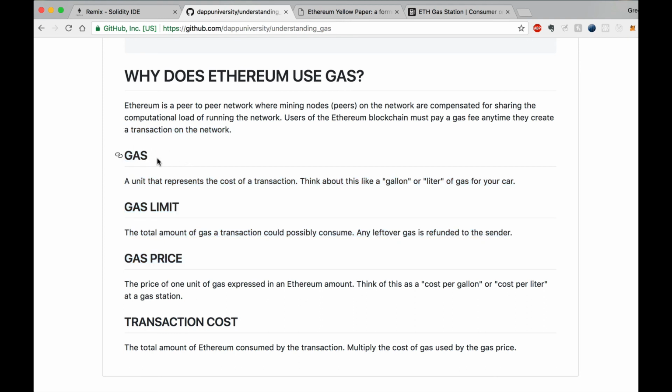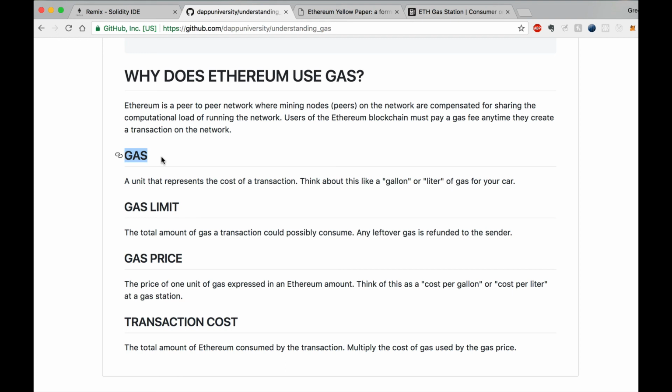So gas, it's just a unit. And contrary to what some people think, it's not actually a unit of Ethereum. It's just a unit in and of itself. And it's used to describe how much a transaction is going to cost. So let's take a simple example to say, I want to send you 1 Ethereum from my account. And let's just say that that transaction is going to cost 1 gas. Well, that does not mean I have to pay 1 Ethereum to send you 1 Ethereum. That just means I have to pay 1 unit of gas to send that to you.